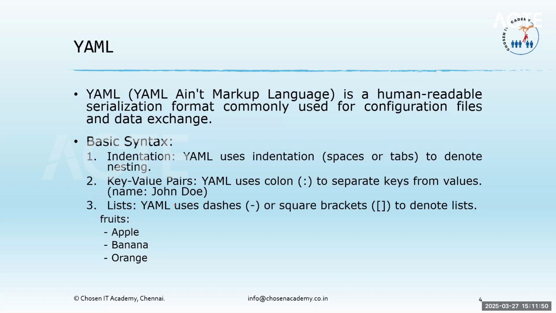And suppose we have a list to be defined, we can define the list by listing all of the items with a hyphen. So hyphen or square brackets is the way we can list all the items. For example, the example here is fruits, and apple, banana, and orange. So all of these are listed. If you want to define any list, we may have to use these things.